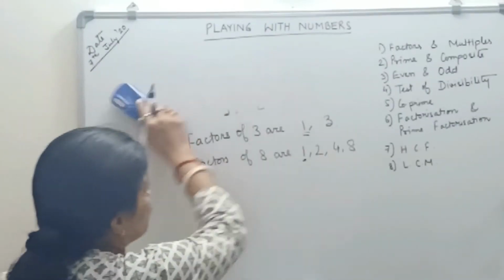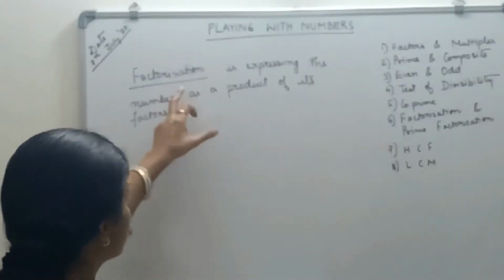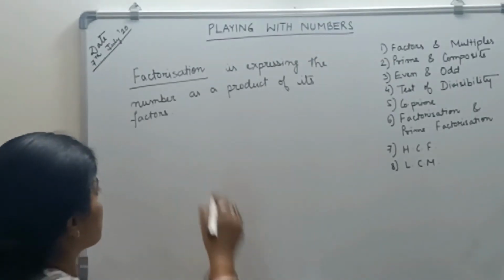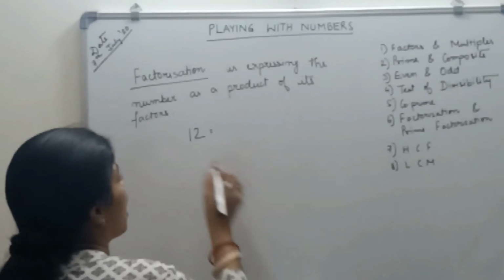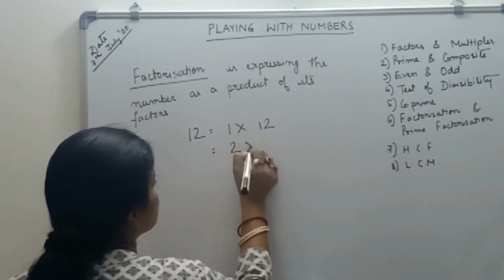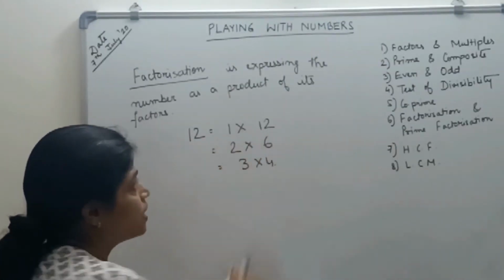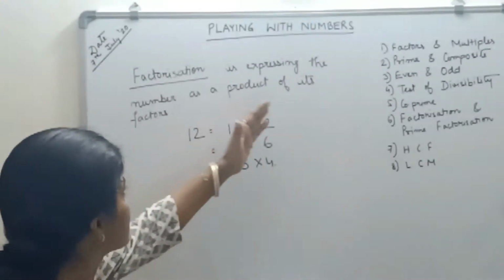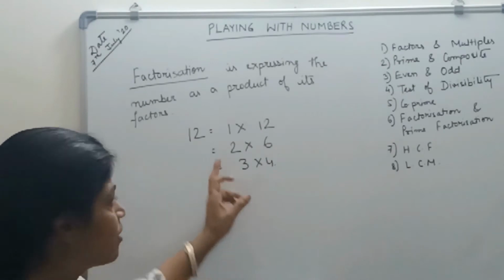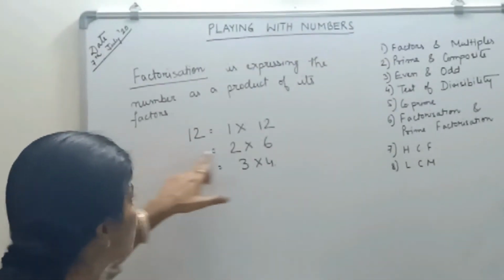Now coming to factorization and prime factorization. Factorization is expressing the number as a product of its factors. Suppose I take the number 12. How can I express it? 1 into 12 is 12, then 2 into 6 is 12, then 3 into 4 is 12. So these are expressions of the number as a product of factors. So 12 I can express as 1 into 12, or 2 into 6, or 3 into 4. This is called factorization.